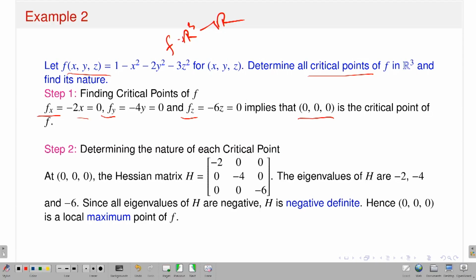So, that means you have only one point, you have to check the Hessian matrix and its nature. At the point 0 0 0, the corresponding Hessian matrix, if you calculate, of course it is symmetric because the second order partial derivatives exist and are continuous, and look at what the eigenvalues are. It is a diagonal matrix, right. So, it is minus 2, minus 4, minus 6. That means all the eigenvalues are negative. That means it is negative definite, and therefore the point 0 0 0 is a local maximum point of f. Very nice. So, that is very straightforward.